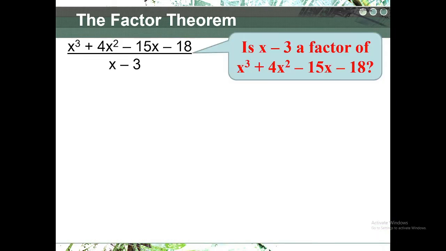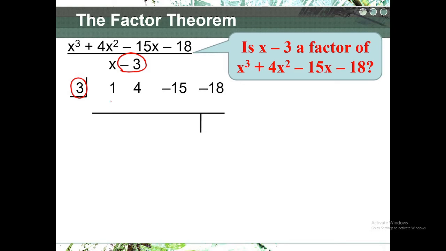We have here x cubed plus 4x squared minus 15x minus 18 all over x minus 3. Is x minus 3 a factor of x cubed plus 4x squared minus 15x minus 18? Now, to solve this, let's make use of synthetic division. So there you go. Those are our coefficients. Starting off with the value of a, which came from here. Then we have the coefficient of x cubed, 1. The coefficient of x squared, 4. The coefficient of x, that's negative 15. The coefficient of the constant term, that's negative 18.